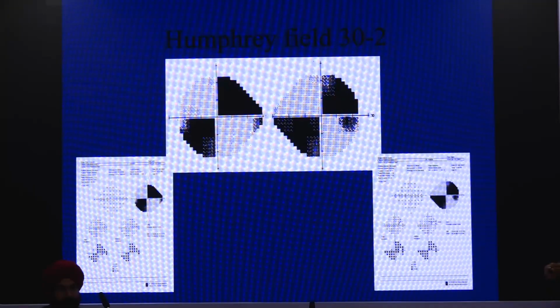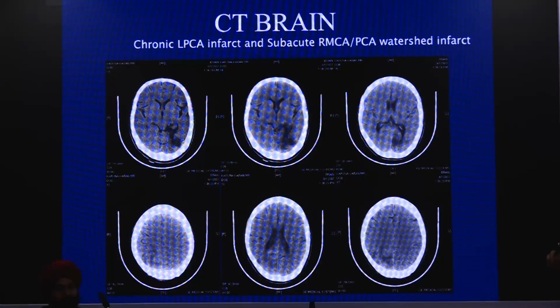What about here? So you have, if you just look at this, you know that there is a right superior quadrantanopia. And then if you only look at this, you know that there is a left inferior quadrantanopia. So basically, the patient had a stroke on both sides. So the right superior, the patient had a left temporal problem, and the left inferior, the patient had a right parietal problem.